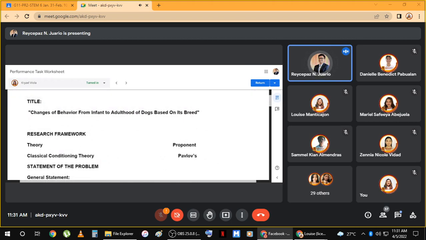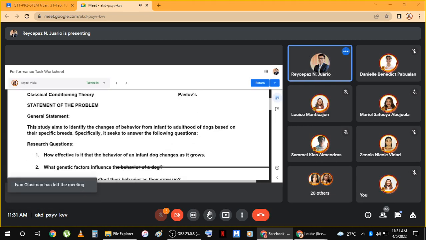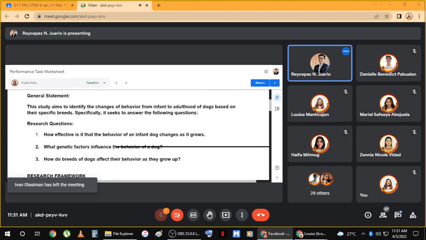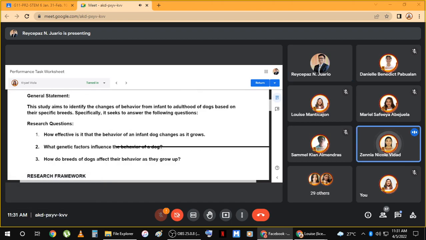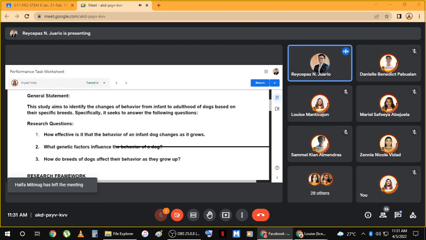In your title, you put changes in the behavior according to its breed. How many breeds of dog are you going to study? Two, sir. Two breeds of dogs. Let's consider that. Now, question number one: how effective is it that the behavior of an infant dog changes as it grows? What do you mean by this question?